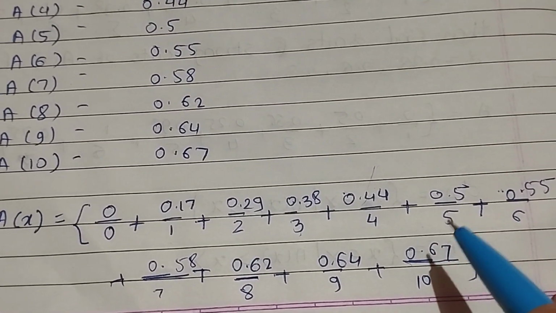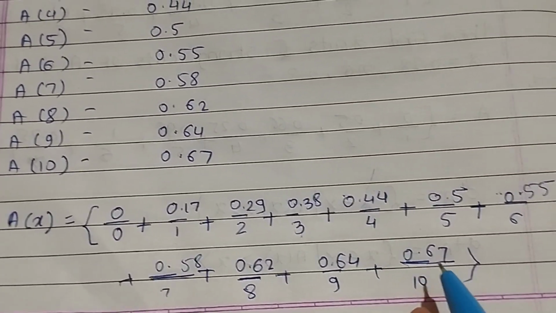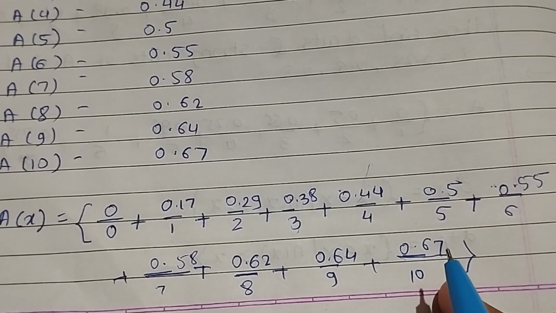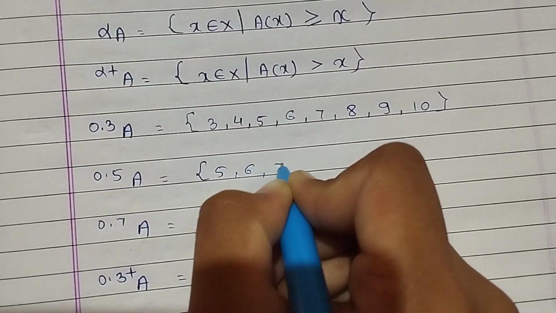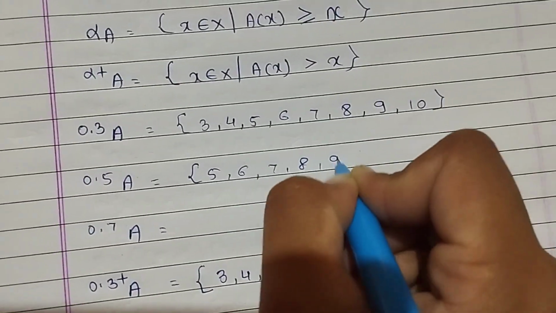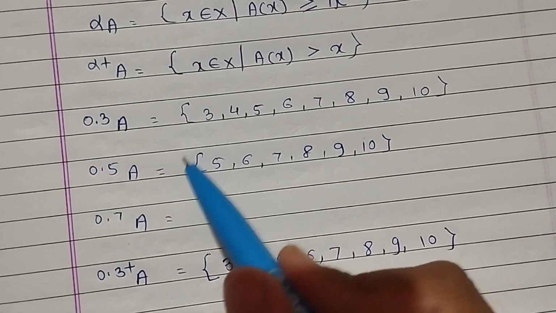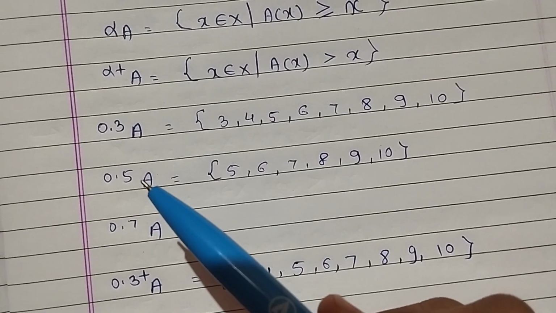So we take 5, 6, 7, 8, 9, 10. All of them have image values greater than or equal to 0.5. So 5, 6, 7, 8, 9, 10. These are the alpha cut set for 0.5.